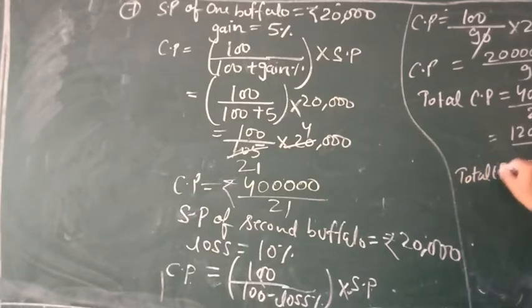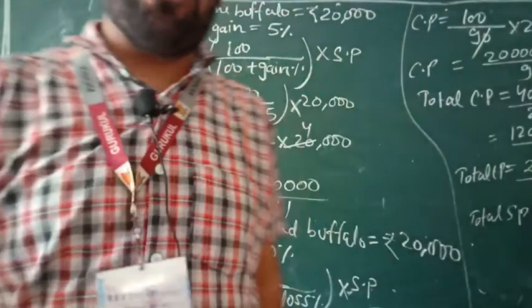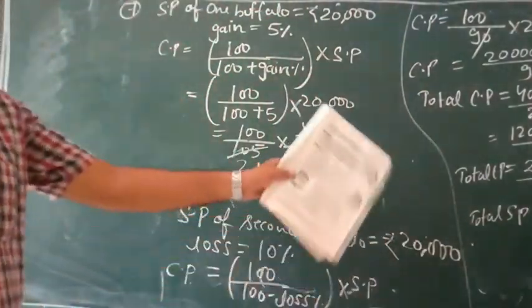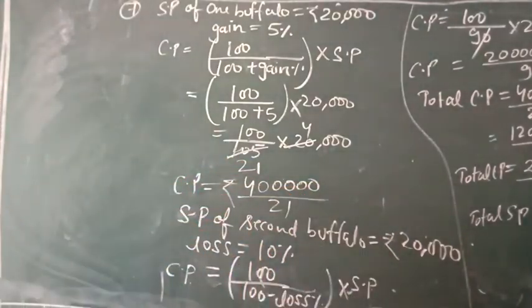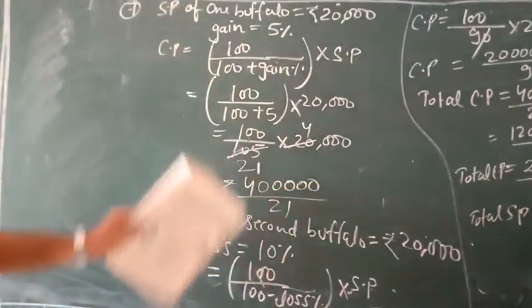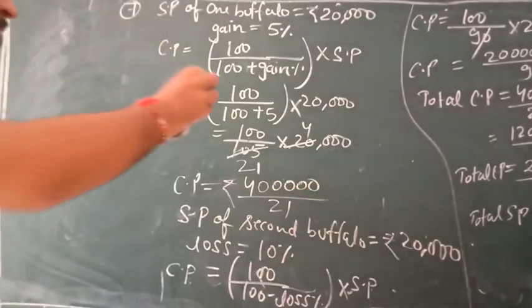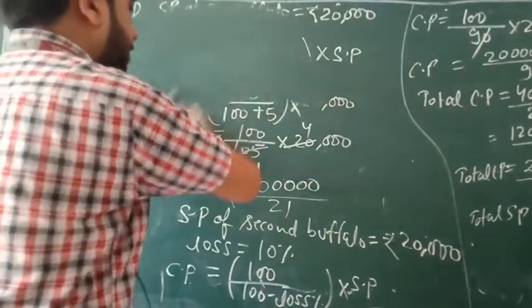Now, calculate the total SP. Total SP is very simple. That is 20,000 for one, 20,000 for another. So that will be 40,000. 40,000 total SP. Now students, is there profit or loss? For knowing this, we should come to know whether CP is greater or whether SP is greater. So I hope you have noted down till here. So I am erasing this because this question is a bit lengthy.